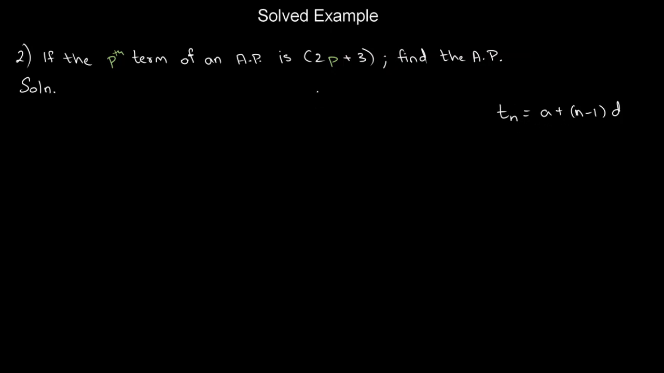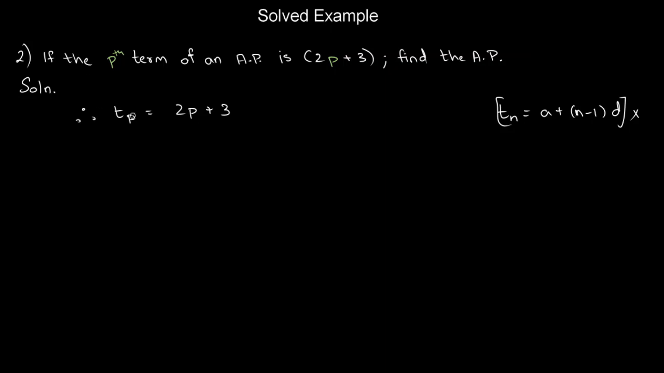Now over here, in this particular sum, we will not be using this formula because they've already given us the formula for the general term. They've already told us that the pth term of the AP is 2p plus 3, which means Tp, the pth term, is equal to 2p plus 3. They've asked us to find the arithmetic progression.